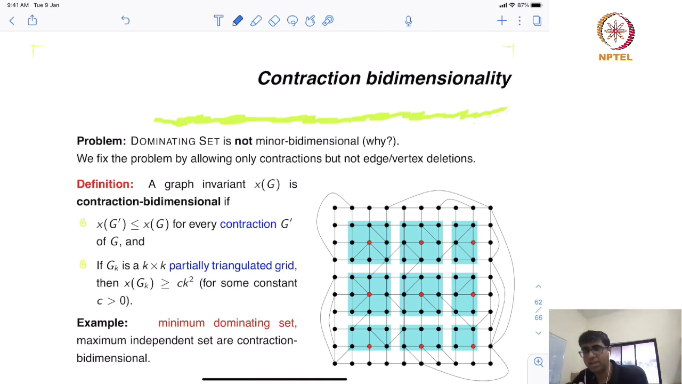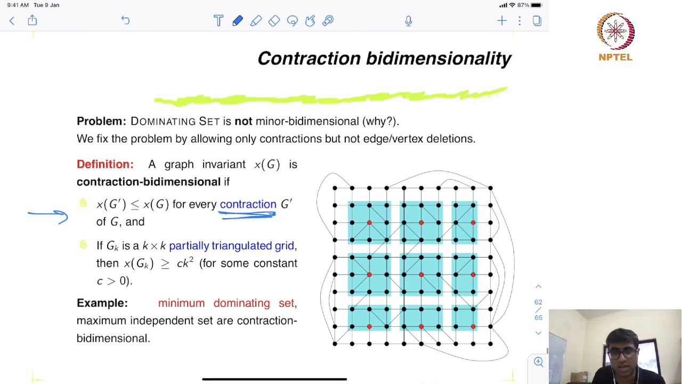So we will fix this problem by allowing only contraction, but not edge or vertex deletion. What is the property of dominating set? If you contract edges, dominating set will not increase. And these are the problems which are called contraction bidimensional, where G prime is only obtained by contraction, not by vertex or edge deletion. But now we cannot talk about a k times k grid, but we will talk about a k times k partially triangulated grid. On this partially triangulated grid, the size of your solution should be order k squared.